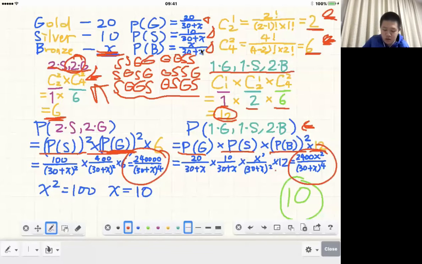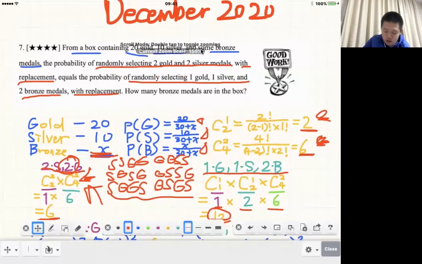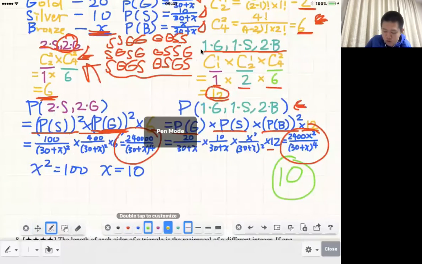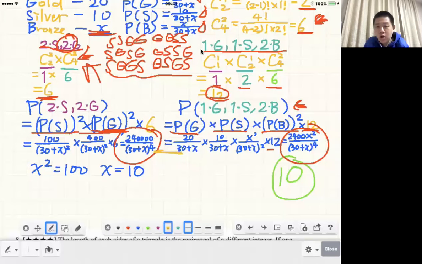And as the question states, the two probabilities are equal. So if they are the same, they have the common denominator, and their numerators are the same. That means 240000 equals 2400 x squared, meaning that x squared is 100. So x is 10. There are actually 10 bronze medals, so the answer is 10.